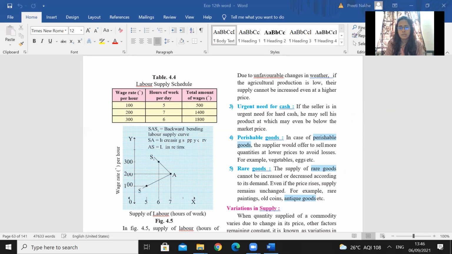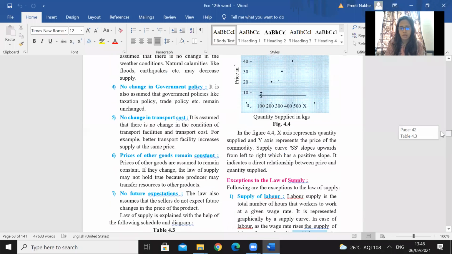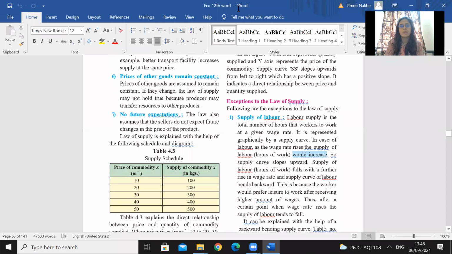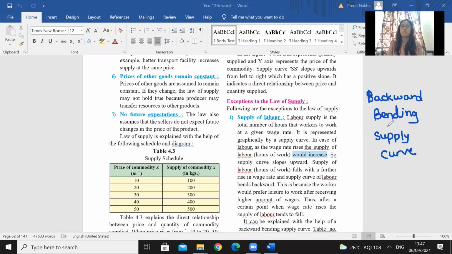Now the last exception is, and here we finish, after this we will finish this law of supply. They have given one example, supply of labor, or it may be asked separately as a short note. They may call it a backward bending supply curve. Backward bending supply curve.